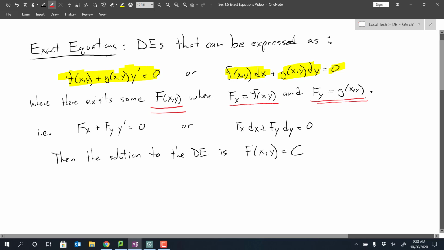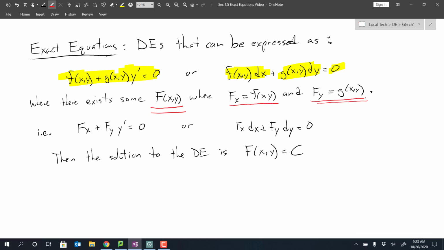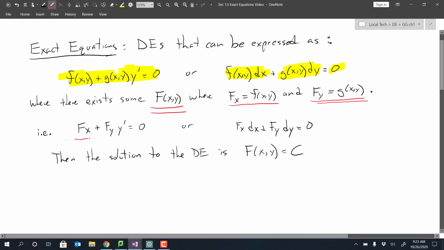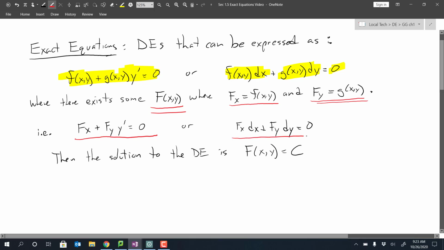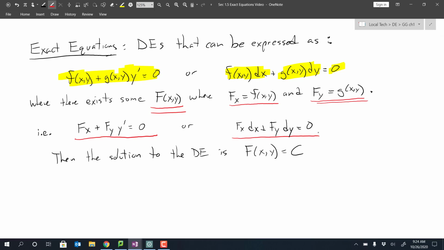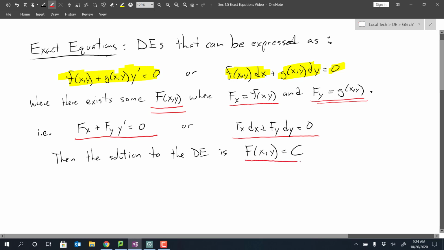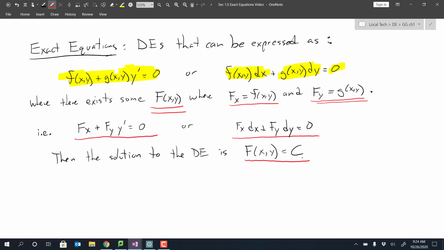Now, if the differential equation is exact, then we could rewrite those forms to look like this. Capital F sub x plus capital F sub y, where those subs indicate partial derivatives, times y prime equals 0, or once again in differential form as shown here. If this differential equation is exact, then the solution is just whatever that capital F function equals a constant. So once we've shown it's exact, if we knew what this capital F function was, we could immediately write out the solution to be capital F of xy equals c.